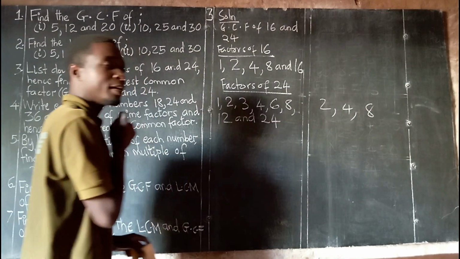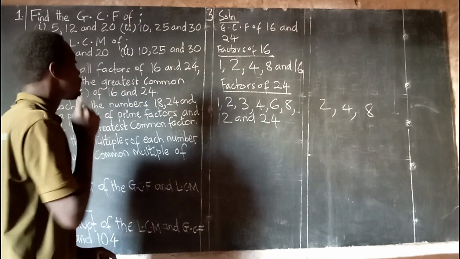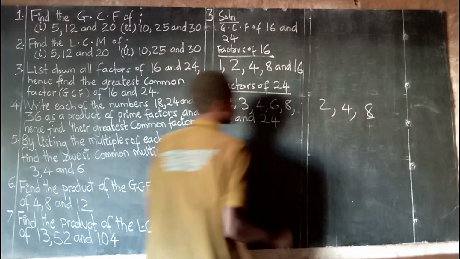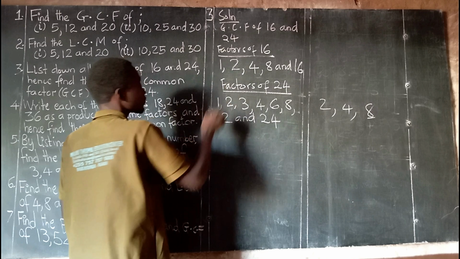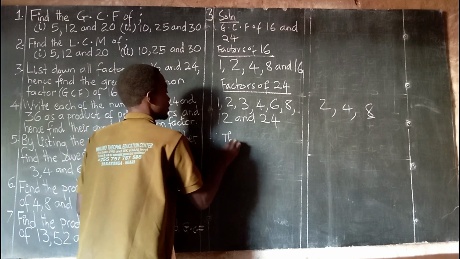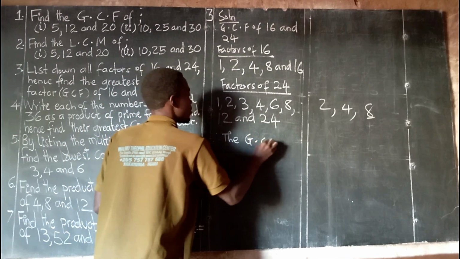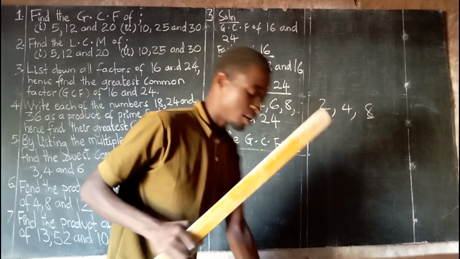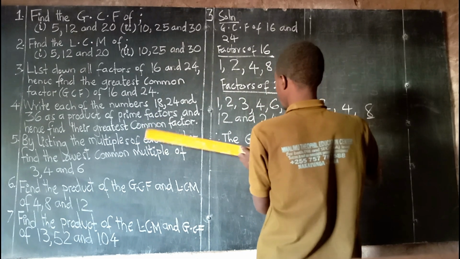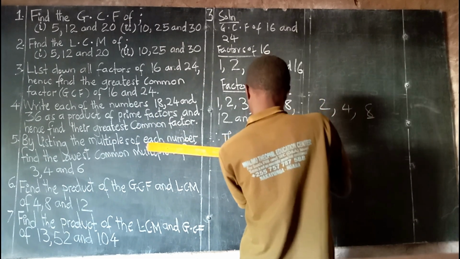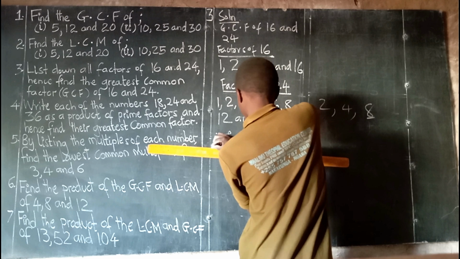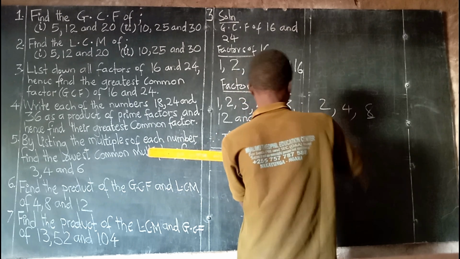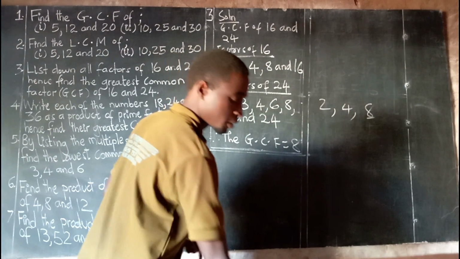But the question requires you to find the greatest common factor. So the greatest common factor is 8. From the factors of the two numbers, the greatest common factor is equal to 8. So 8 is the answer for this question.